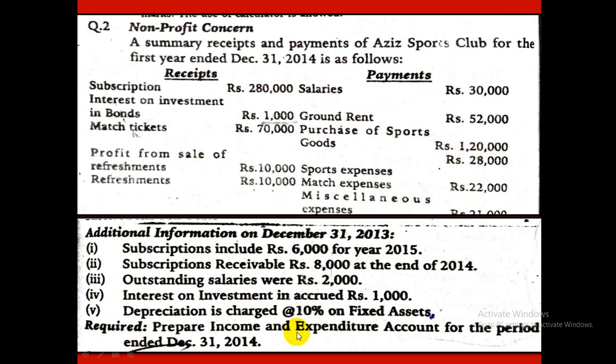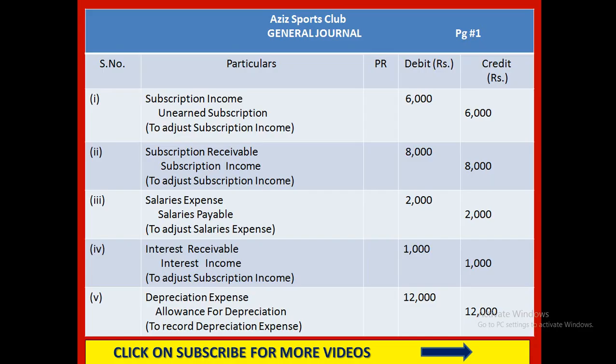You are required to prepare the income and expenditure account for the year ended December 31, 2014. As I told you, this additional information is helpful for us to adjust these accounts before we proceed with the income and expenditure account. And for adjusting them, it's easier to record the entries ourselves as rough work, and then to adjust these amounts finally.